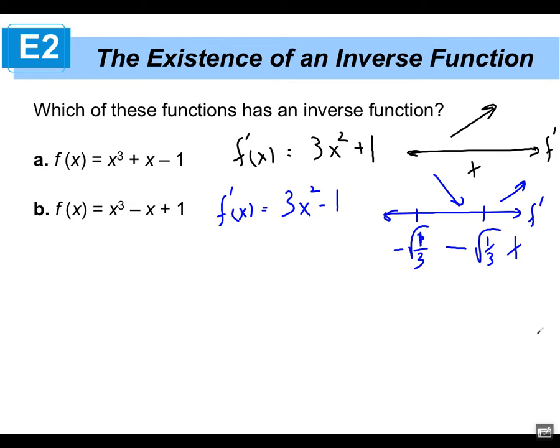F of x's inverse is not a function because it is not strictly monotonic. It's not strictly monotonic because the derivative changes from positive to negative, or the function is not always increasing or always decreasing. Okay, we good on that? I feel like I beat a dead horse here.